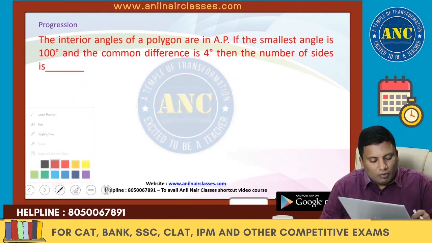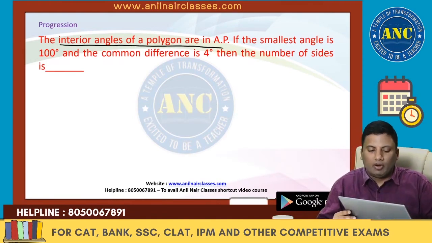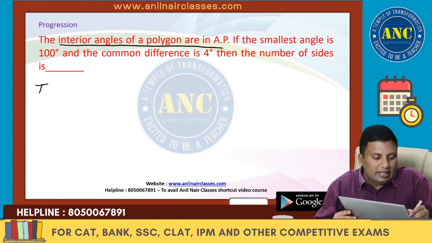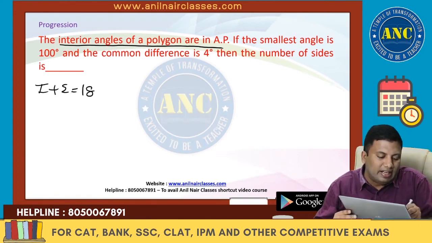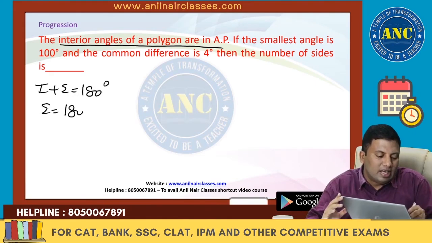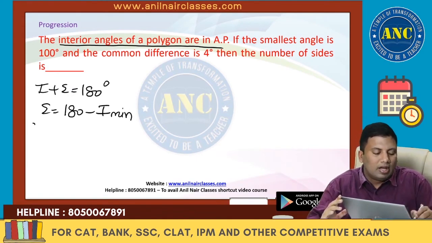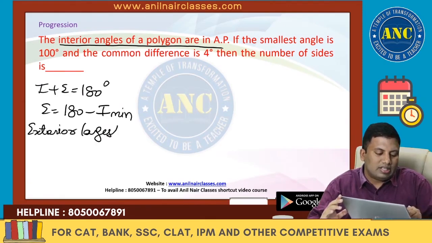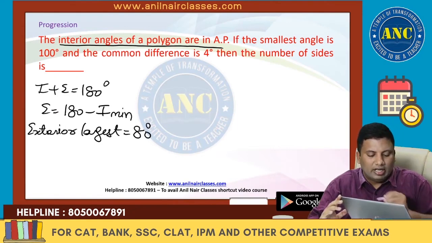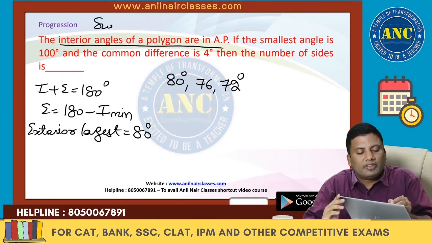Same question, one more we will solve. The interior angles of a polygon are in AP. Interior plus exterior is 180 degrees, so exterior is 180 minus interior. Interior is minimum 100 degrees, so the largest exterior is 80 degrees. Common difference is 4. 80, next is 76, 72.